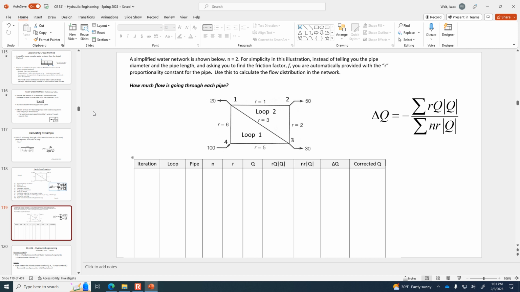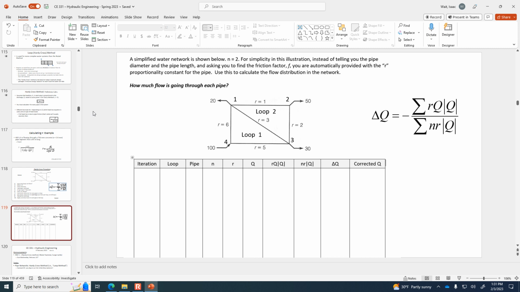Okay, so once you've got the flow defined, be sure that you write which loop is loop 1. Here's loop 1, and a little reminder that clockwise is positive. Here's loop 2. Clockwise is positive. And let's start up Excel.